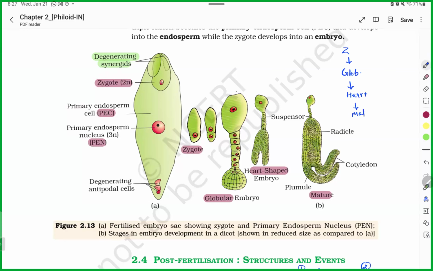You will never have a problem with the first and the last word because it's easy to compare. If first will be zygote, last will be mature. You will be confused between the globular and heart shape. Make sense, guys, logically? A question can be asked, do you have a suspensor in the zygote? Of course not. But in globular, heart shape, and mature, in all three situations, you have a suspensor as well that holds the complete structure.